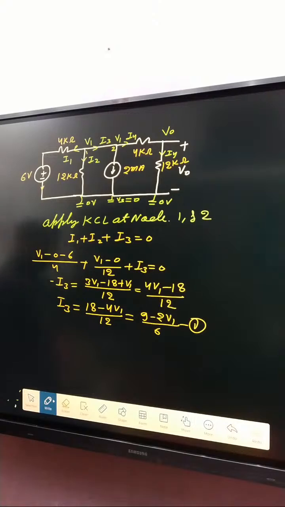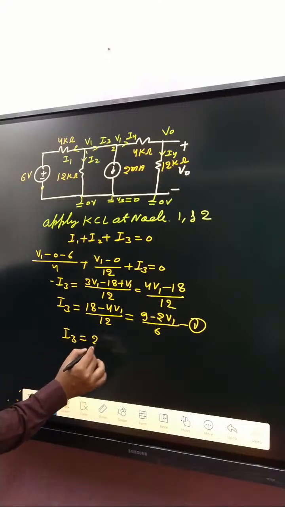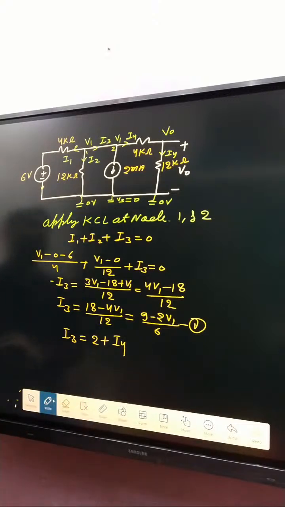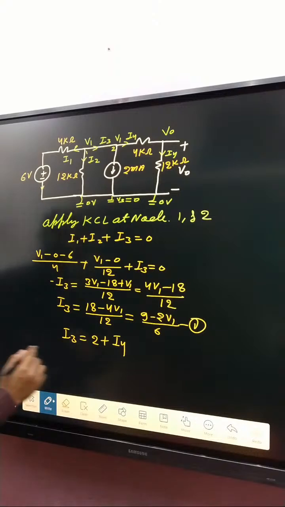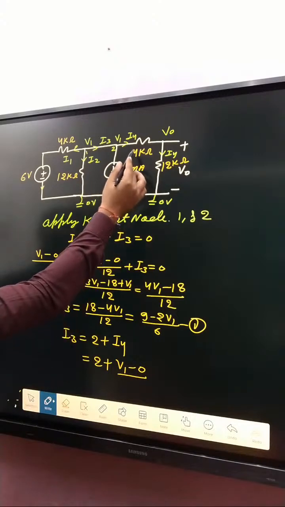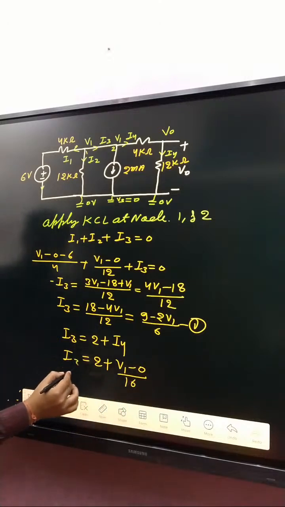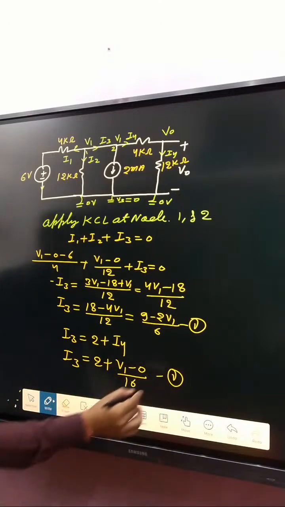After that, if you apply KCL at that node, then we get I3 equal to 2 plus I4. And what about I4? I4 is basically V1 minus 0 divided by how much resistance? 4 plus 12, that is 16. So I4 is V1 by 16. That is equation number 2.